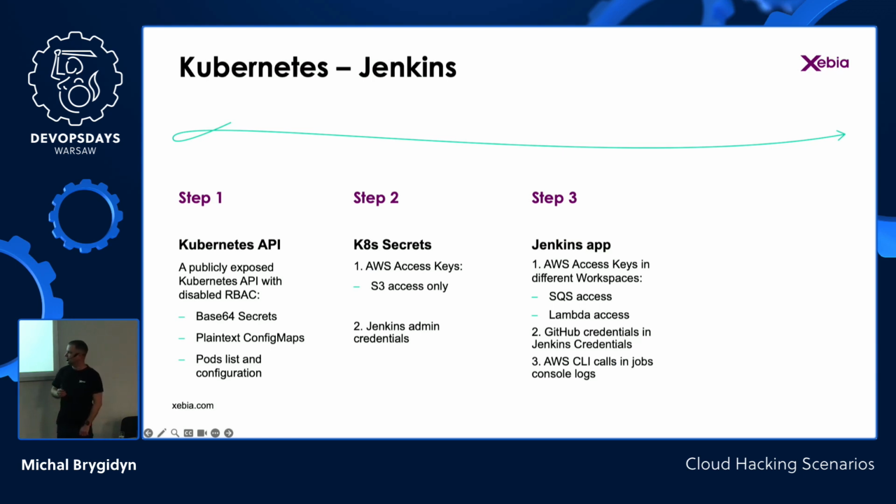And then in Jenkins credentials, I found GitHub credentials, but I'm not looking for GitHub, I'm looking for AWS. So the last thing there, just check build logs, console logs, and see if there is anything related to AWS, and there was. It was a history of calls for AWS CLI.